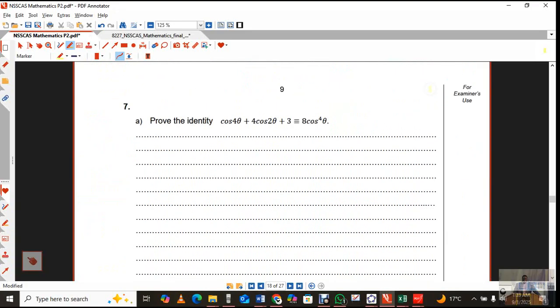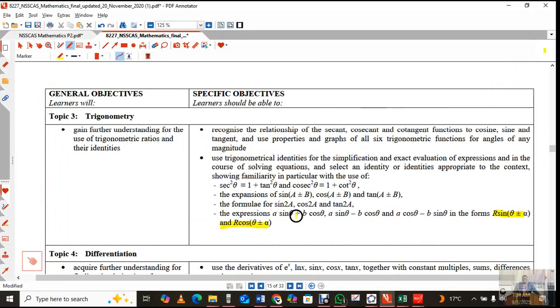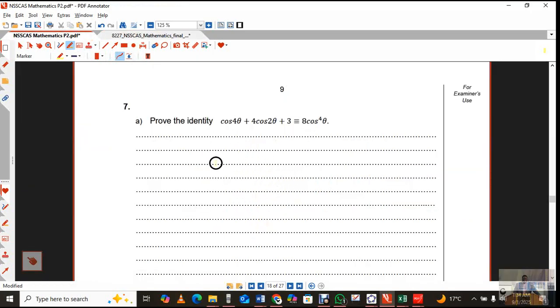Okay, question 7. This is also another question that I don't really like for the learners, because I think the learners will not be able to solve this. If you look at the syllabus, they are saying that they should show familiarity in particular use of sine 2a, cos 2a, tan 2a, right? Rarely do they put 4 theta there, but it doesn't matter. This should work just the same.